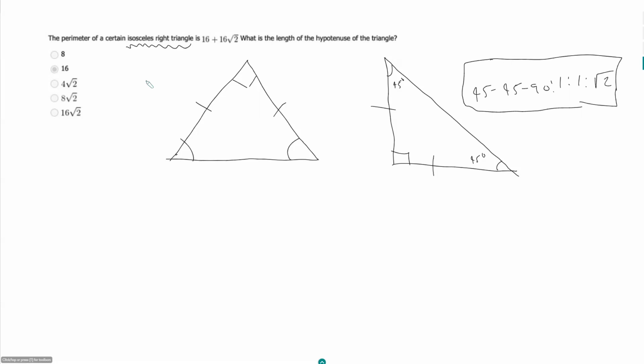So in our case here, if this side is x, this side will also be x, and then this side is x rad 2. And we are looking for what is x rad 2. That is our hypotenuse. And one thing I think they're trying to do is trick you into thinking that our sides are 16, 16, and 16 rad 2, but that can't be, because then your perimeter would be 16 plus 16 plus 16 rad 2, so it would be 32 plus 16 rad 2. So don't fall for that.